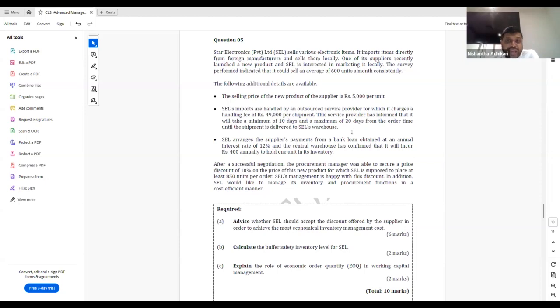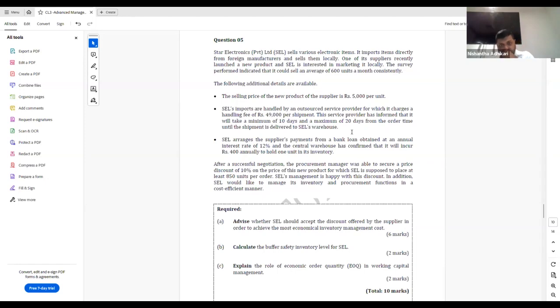Star Electronics Private Limited, SCL, sells various electronic items. It imports items directly from foreign manufacturers and sells them locally. One of its suppliers recently launched a new product and SCL is interested in marketing it locally. The survey performed indicated that it could sell an average 600 units a month consistently.